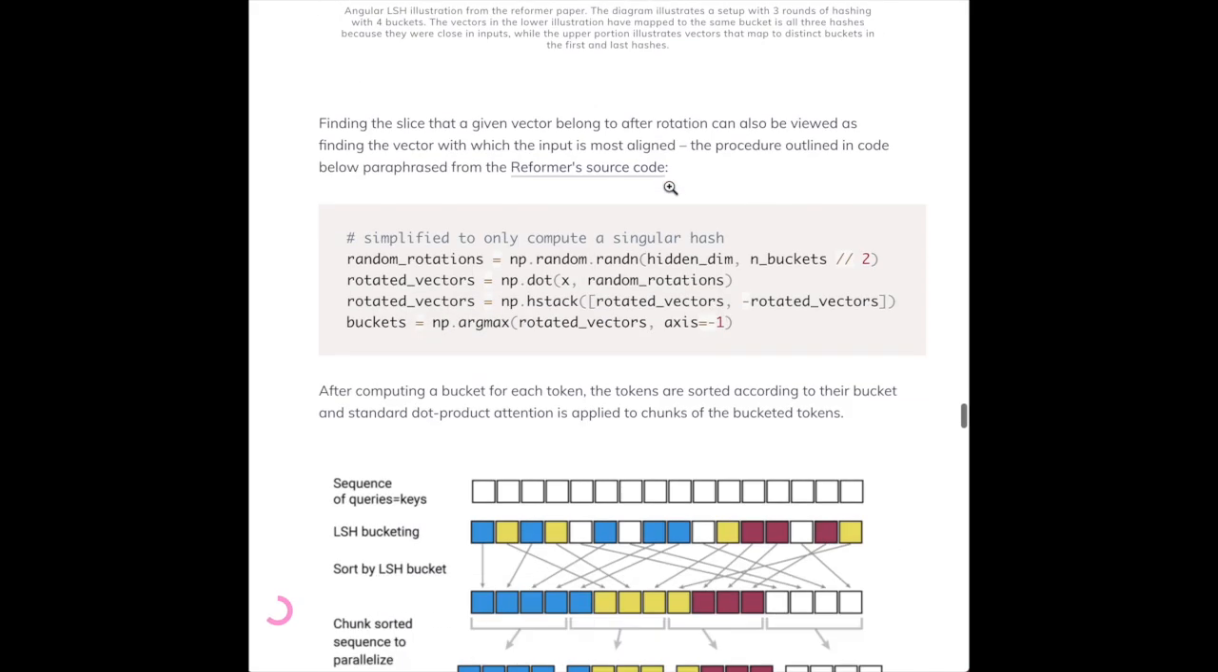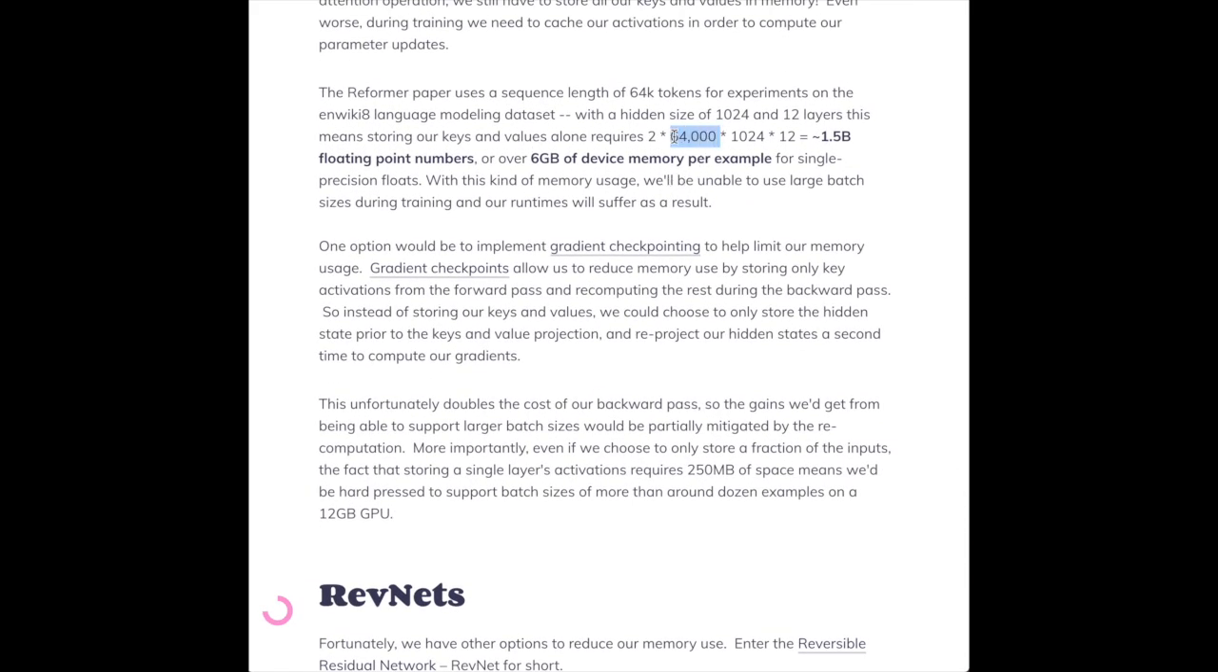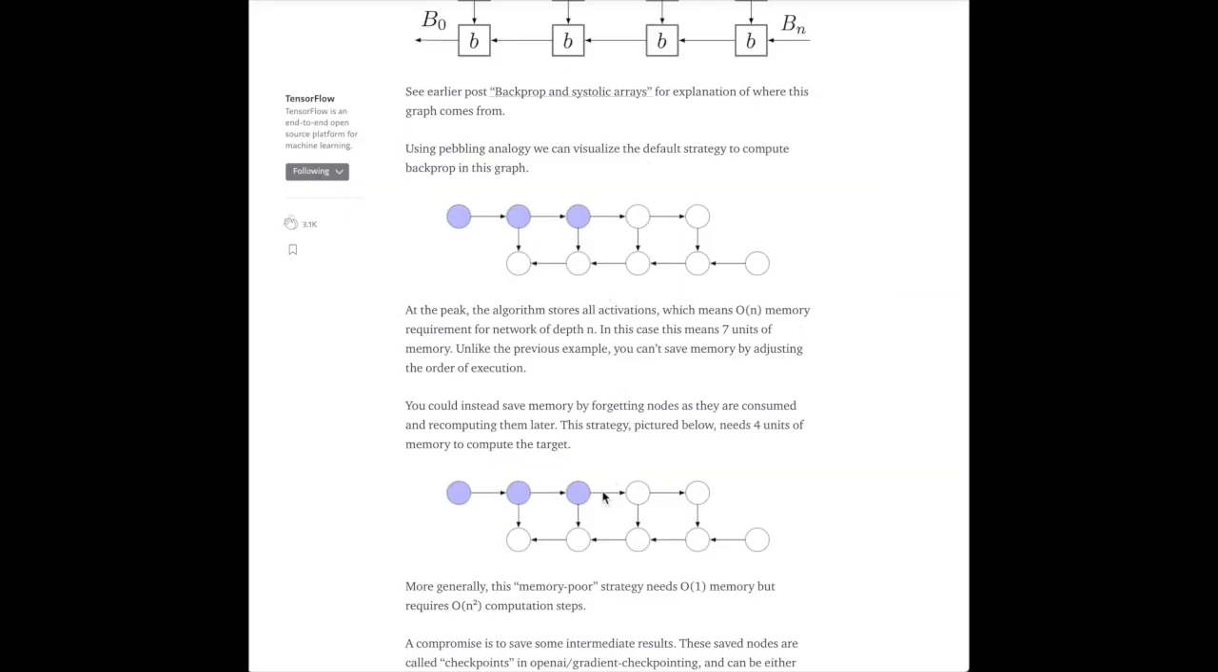Then they describe how you have this sequence length of 64,000 in the Reformer architecture, and this requires a lot of memory to hold. So one idea for dealing with this is gradient checkpointing. Gradient checkpointing, described in this diagram, is where you save some of the activations and then recompute the whole thing in order to get back to it in terms of the backpropagation.